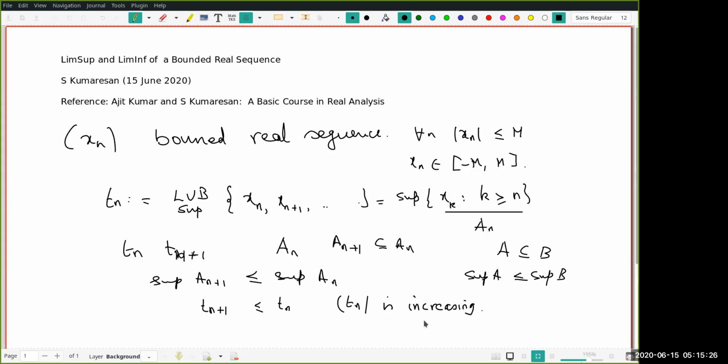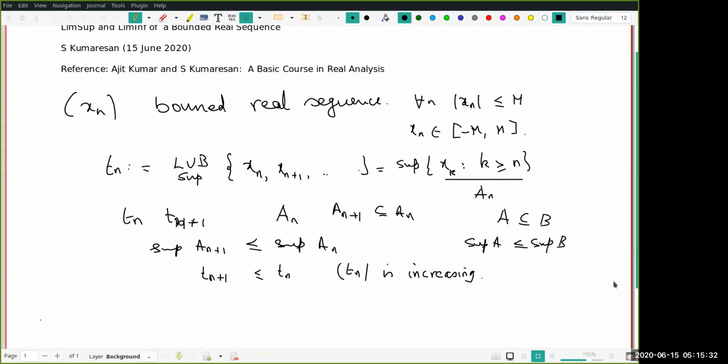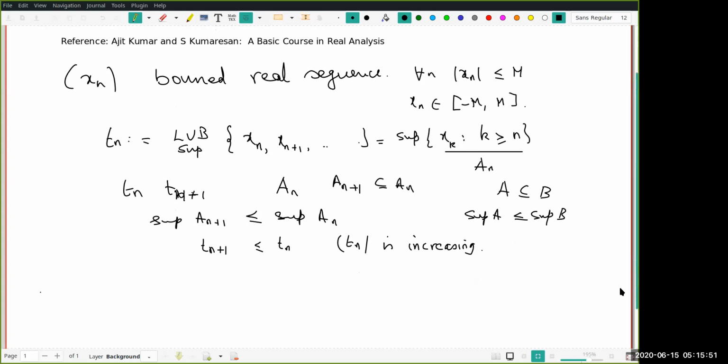But before even doing this, I forgot to say why Tn exists. Notice that xk's are less than or equal to M. Therefore, the set An is bounded above by M. Therefore, this is a non-empty bounded subset of R, and hence the supremum or LUB exists. Okay, right. So we have defined Tn, and we have found that Tn is a monotone sequence.